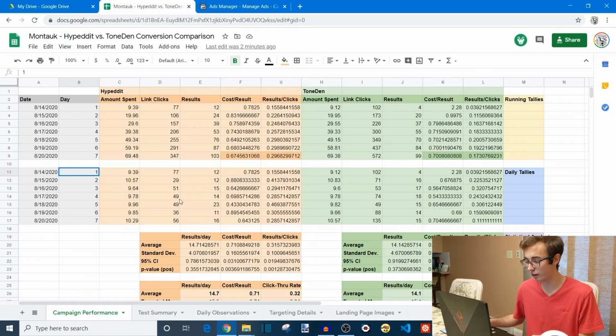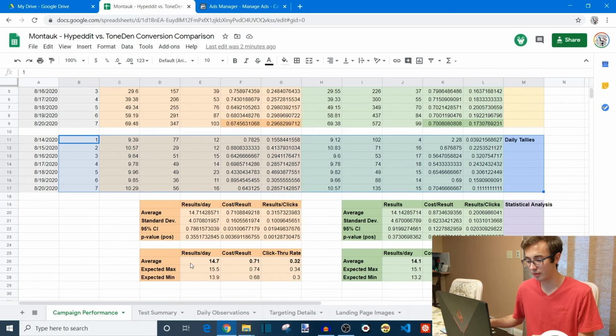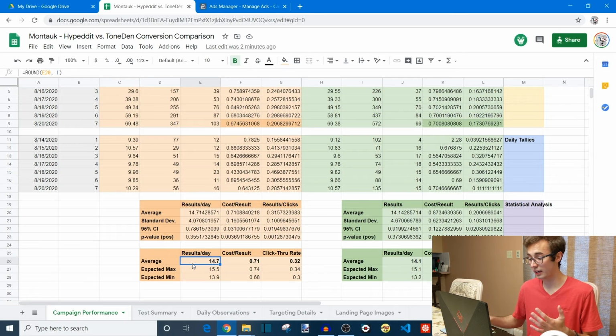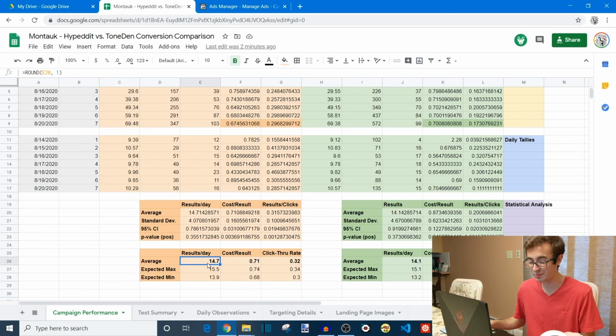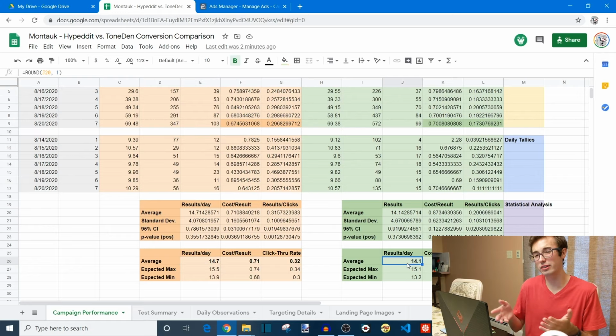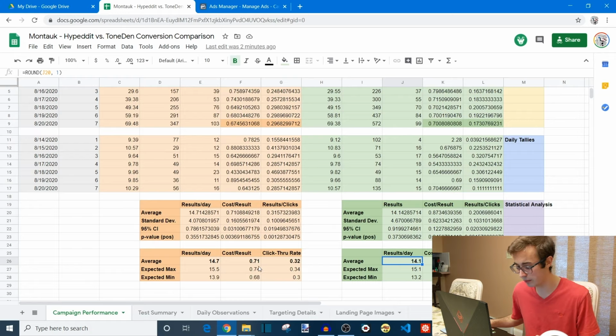So these are our daily stats, and I use these to calculate the average amount of results I got per day, as well as the average cost per result and click-through rate over the course of the 7-week period that I ran this test. And what I found is that on average, the Hypeddit campaign, which I'm showing on the left here in orange, had 14.7 results per day, and the ToneDen had 14.1. So it's roughly the same.